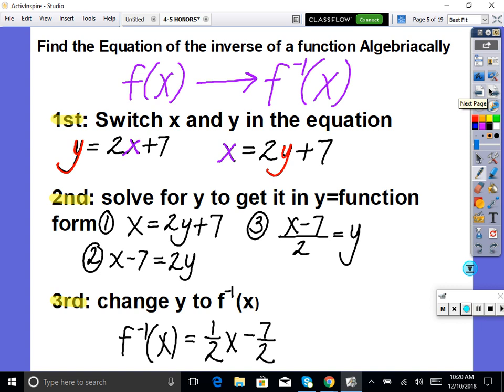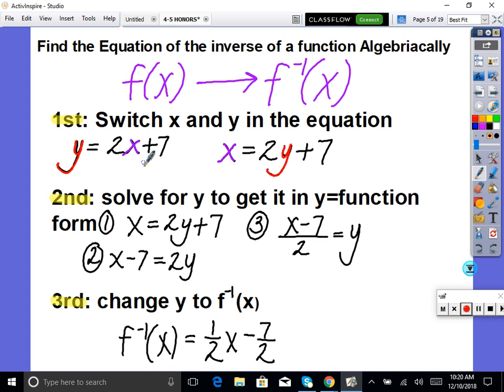Okay, so last thing we have to learn about inverses is, if you're given an equation, these are the steps you take to find the inverse. First, switch x and y, which makes sense, because that's what we did with our xy points. So that's your first step, switch x and y in the equation. Looking at this one, we have y is equal to 2x plus 7. I switched it, so I have x equals 2y plus 7.